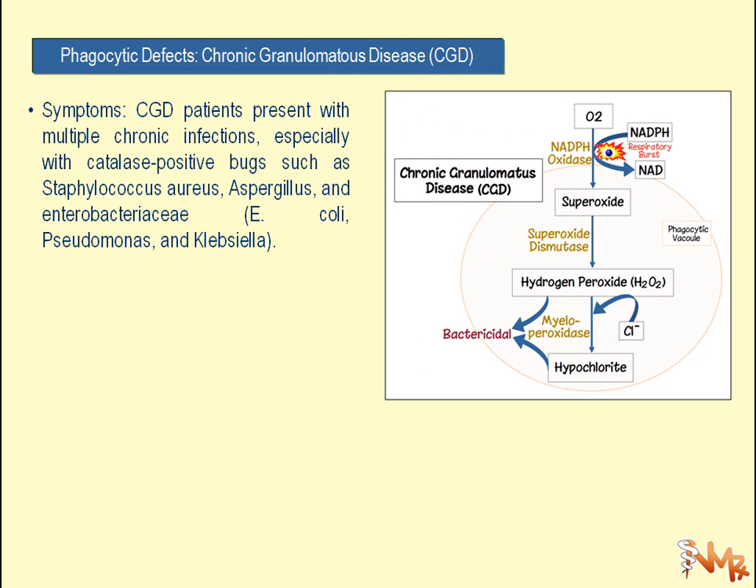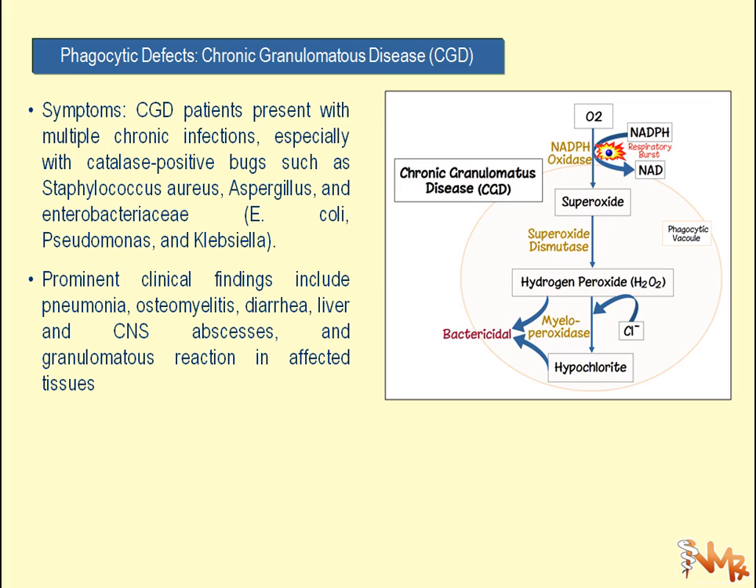Symptoms of CGD include multiple chronic infections, especially with catalase positive bugs, such as Staphylococcus aureus, Aspergillus, Enterobacteriaceae, such as E. coli, Pseudomonas, Klebsiella, Shigella, and Proteus. Prominent clinical findings of the patients include pneumonia, osteomyelitis, diarrhea, liver and CNS abscesses, and granulomatous reactions in the affected tissues.